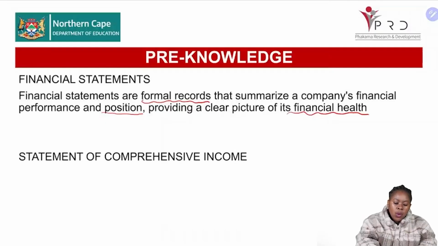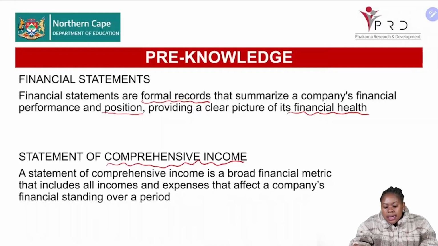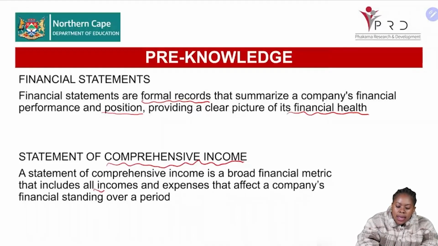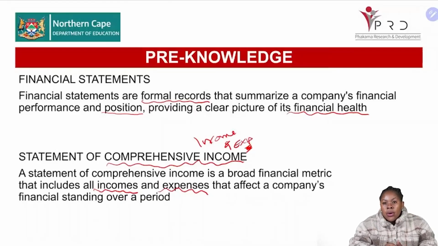Then you also need to know what the comprehensive income statement is, right? So what is a comprehensive income statement? That is the statement, right, that includes all income and expenses that affect the company's financial standing over a period. So in the income statement, we are looking specifically at the income and expenses that the company has earned or incurred in that particular financial year.